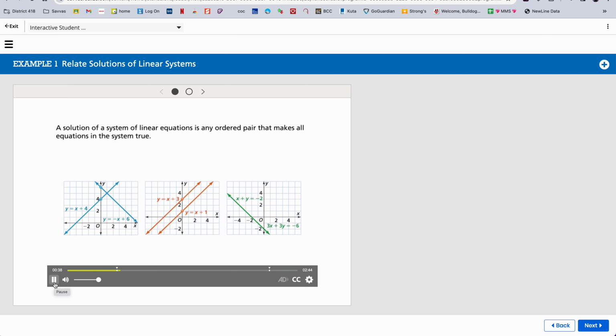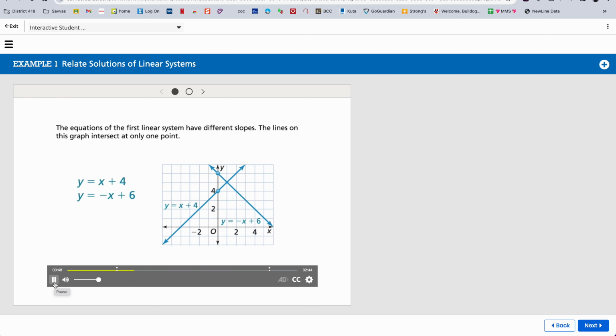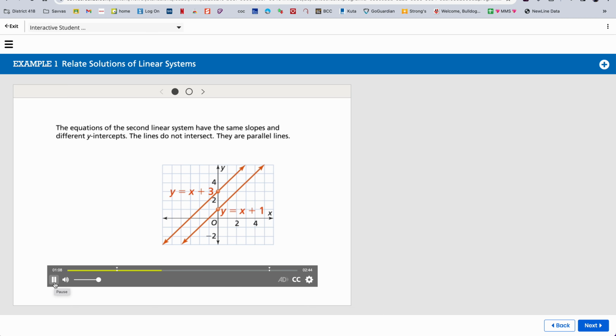A solution of a system of linear equations is any ordered pair that makes all equations in the system true. The equations of the first linear system have different slopes. The lines on this graph intersect at only one point. The system has one solution, the ordered pair 1, 5, or x equals 1 and y equals 5. The equations of the second linear system have the same slopes and different y-intercepts. The lines do not intersect and never will. They are parallel lines. So, this system has no solution.